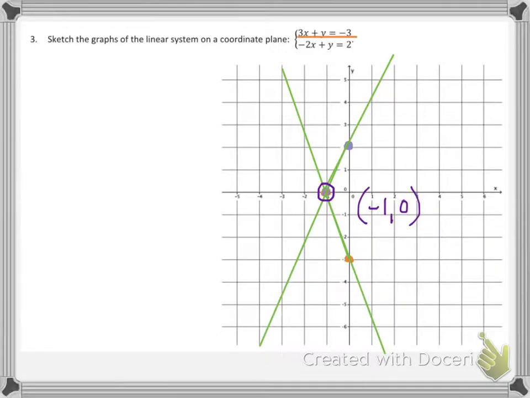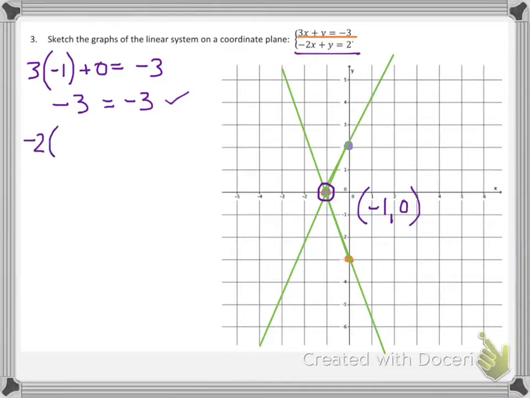So let's do that. We have 3 times x, which is -1, plus y, which is 0, equals -3. And 3 times -1 is -3, and that equals -3. So the first equation checks out. It is a solution to the first equation. And now let's check the second equation. -2 times our x, which is -1, plus the y, which is 0, is equal to 2. And -2 times -1 is +2, which of course equals 2. So it is a solution to the second equation as well.